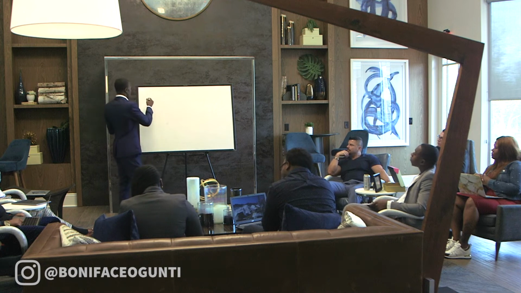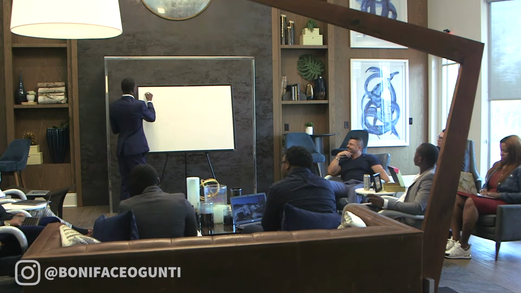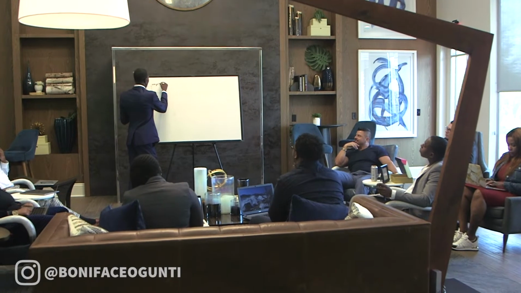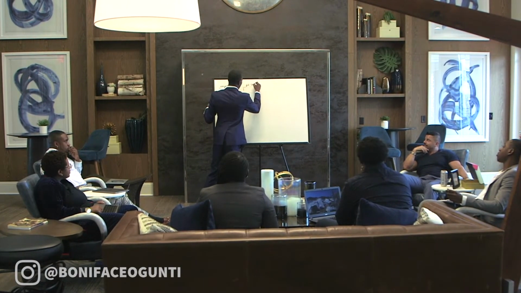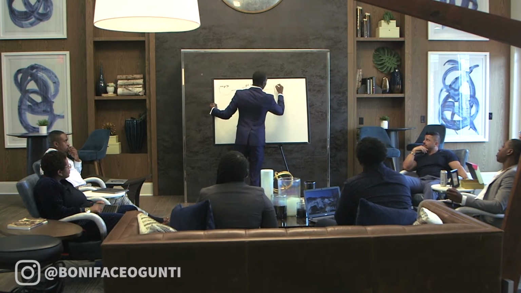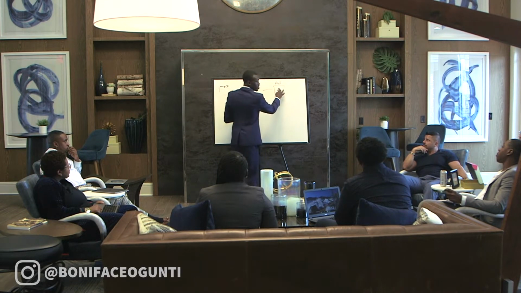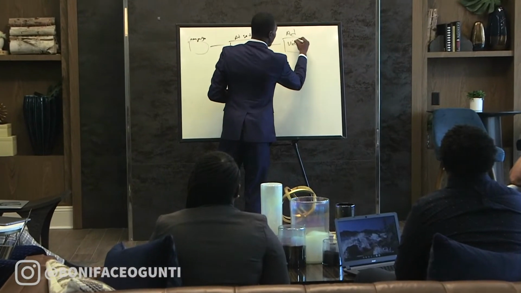Let me just break down how a Facebook ad is structured, right? There is the campaign level, then after that you have the ad set level, then after that you have the ad level. This is where your video is at. This is where you want to show your video.